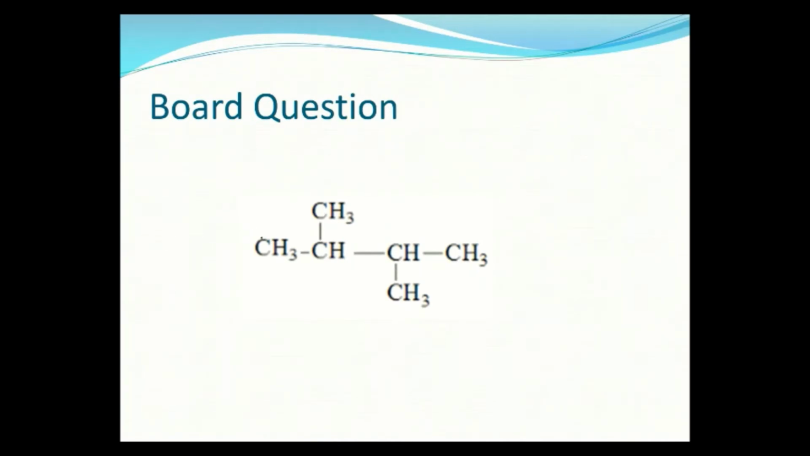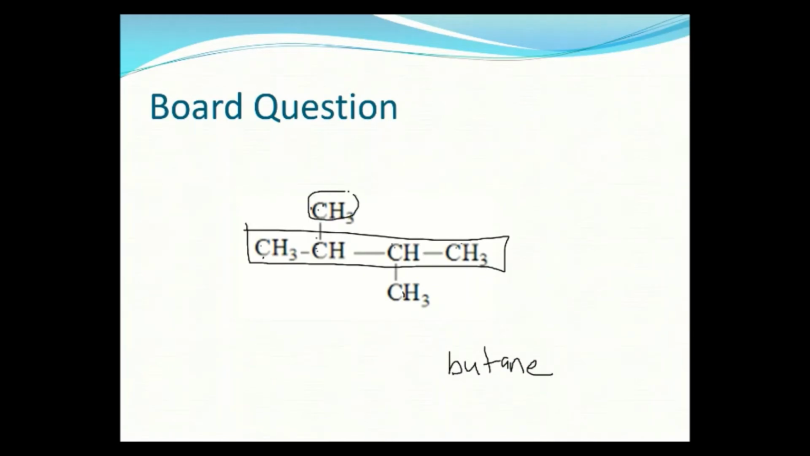Okay, so we got to be careful with this one. We can go 1, 2, 3, 4, 1, 2, 3, 4, 1, 2, 3, 1, 2, 3, 4. So it looks like 4 is going to be our longest chain, and 4 is butane, like that. So we have 2 methyls sticking off here. So this is a methyl, and this is a methyl, like that.